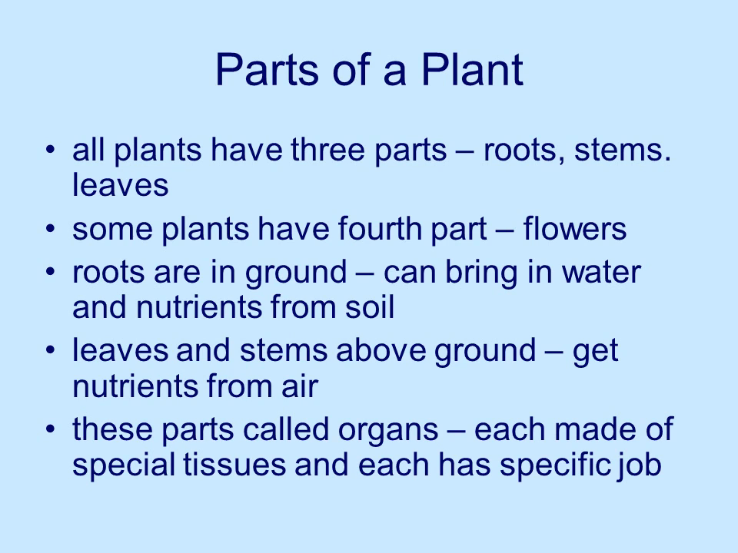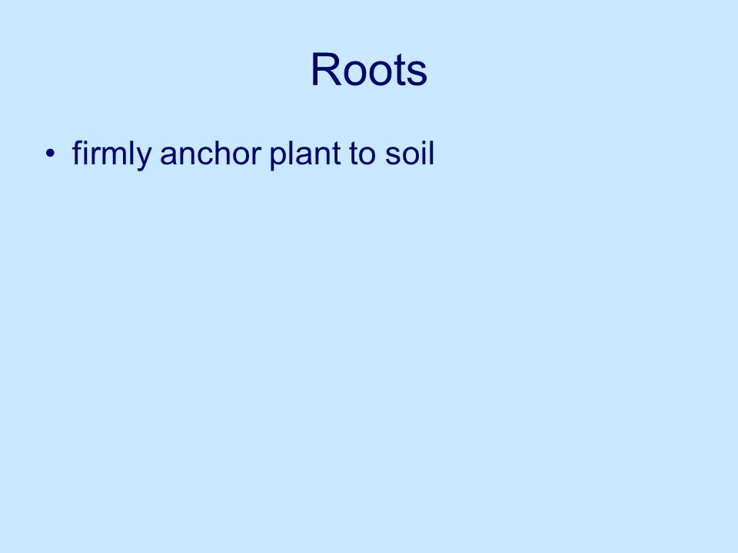These parts are called organs. Each part is made of a special tissue, and each part has a specific job to do in the life of the plant. The roots firmly anchor the plant to the soil. If you've ever had to go out and pull grass or weeds, you know how firmly some of these things will be in the soil. They're very hard to pull out.